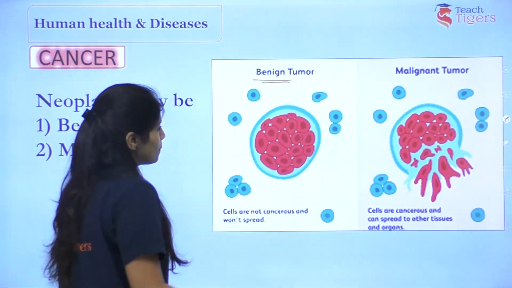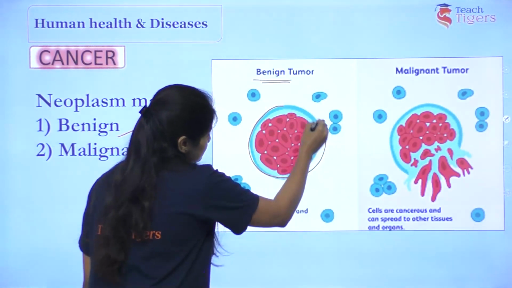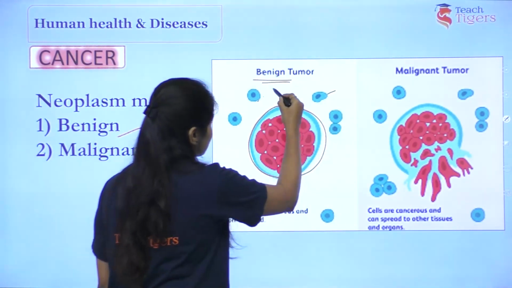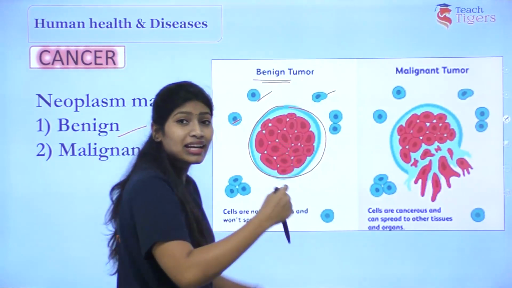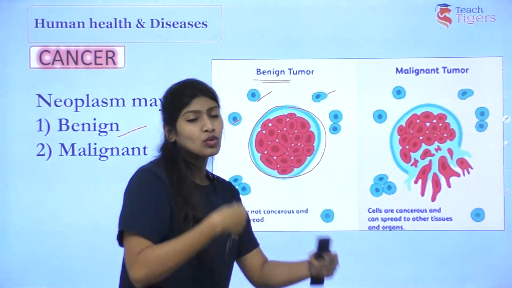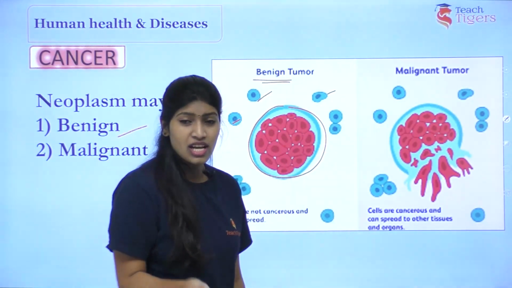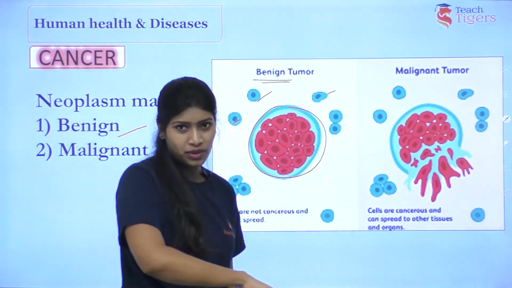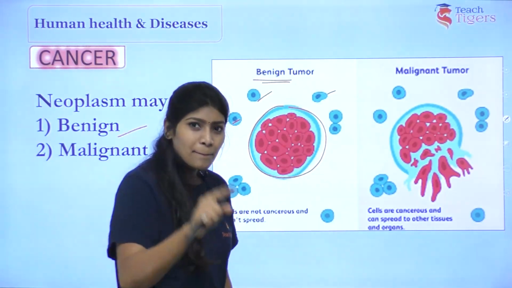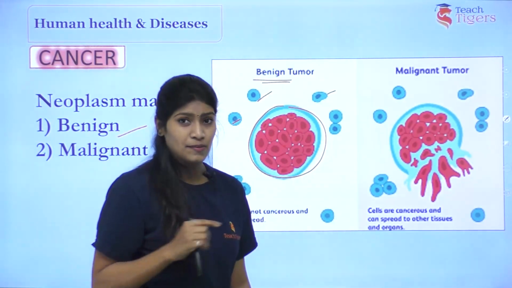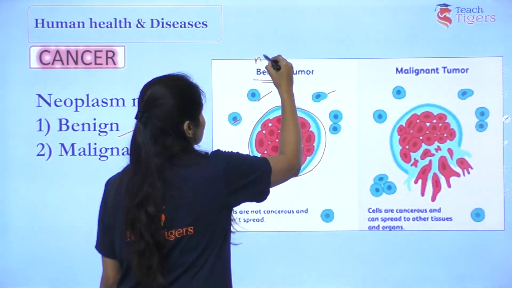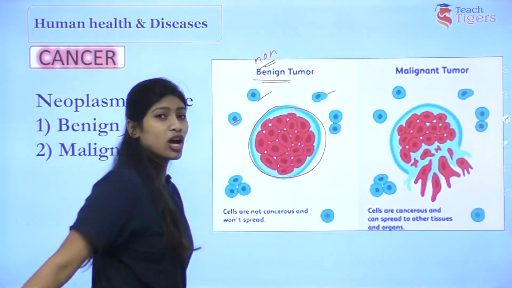This is a benign tumor. These are the normal cells, and this is the cell which showed some uncontrolled division, where so many cells are present inside. Here the tumor is formed, uncontrolled division is there, but does it cause cancer? No. It is a non-cancerous cell.